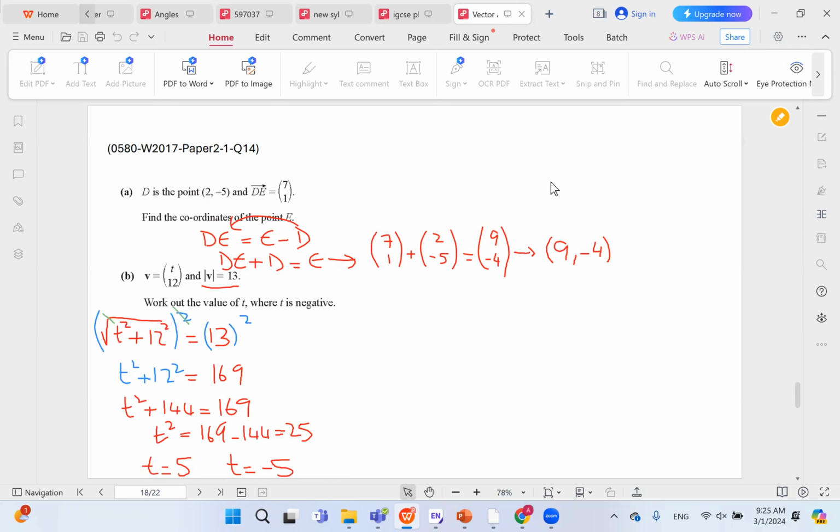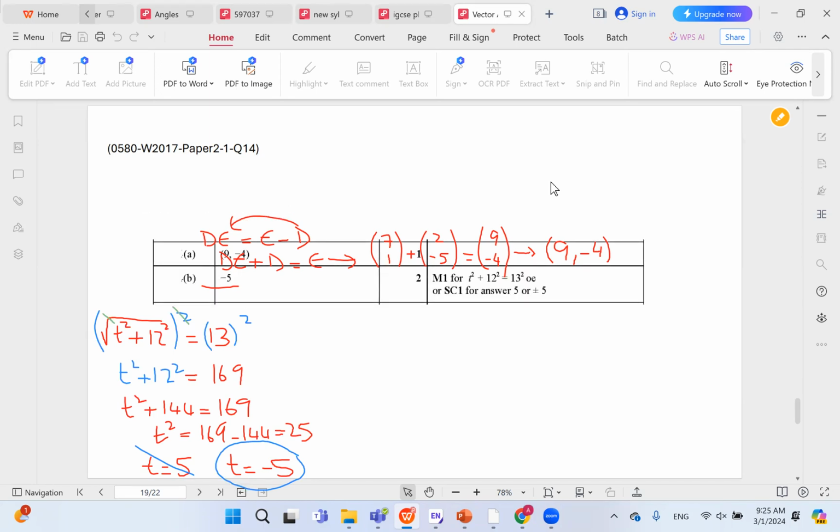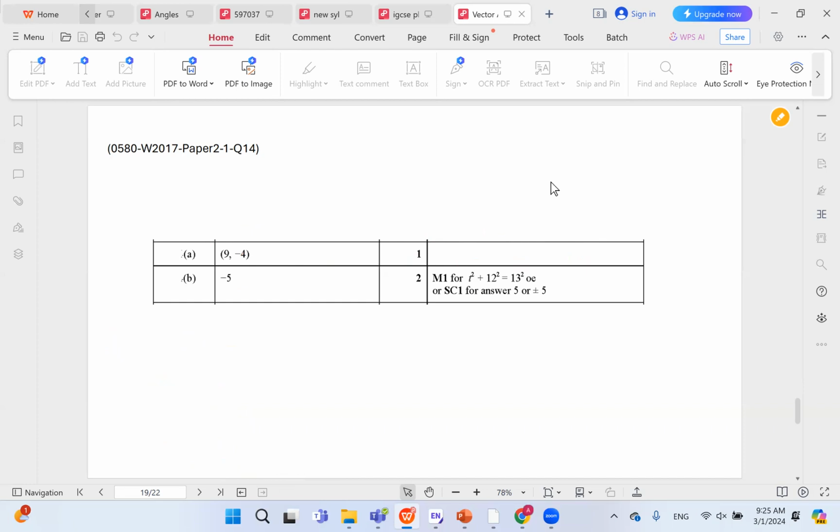And they want the negative value. So this is the correct answer. And we remove the positive value of t. So negative 5 is the correct answer for B. And (9, -4) is the correct answer for A.